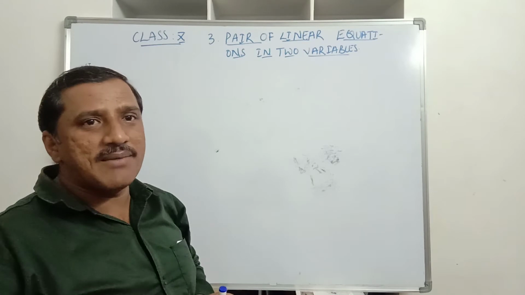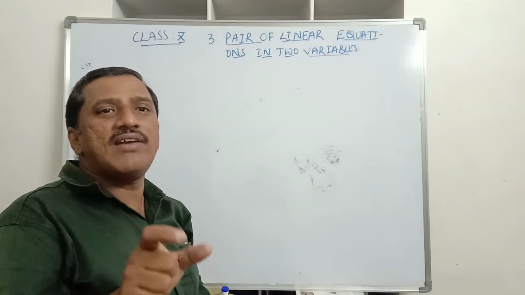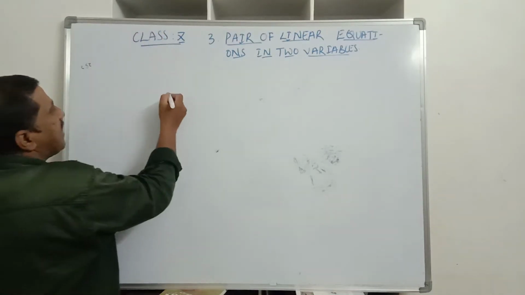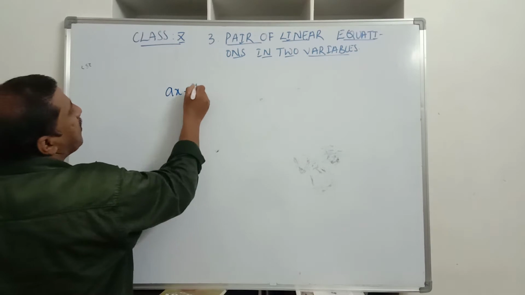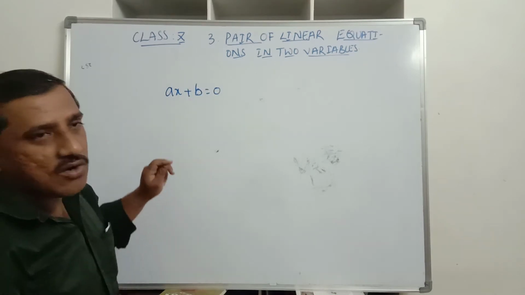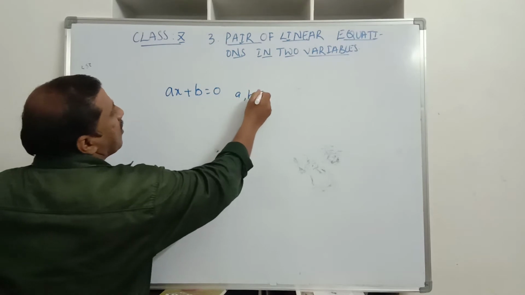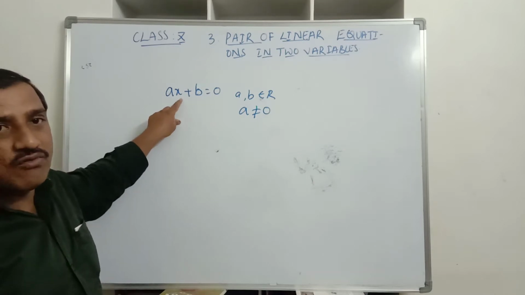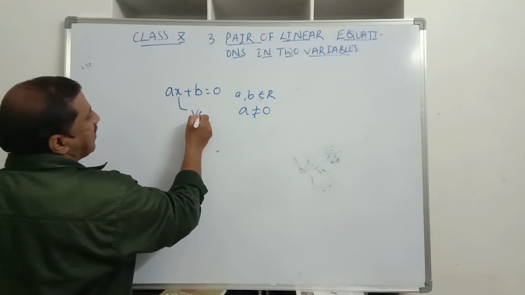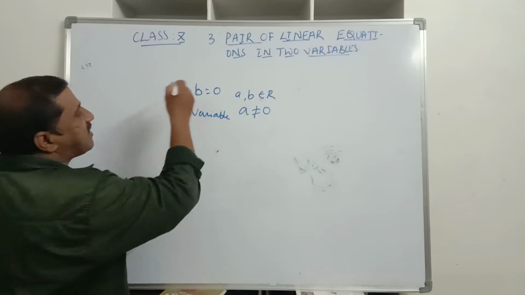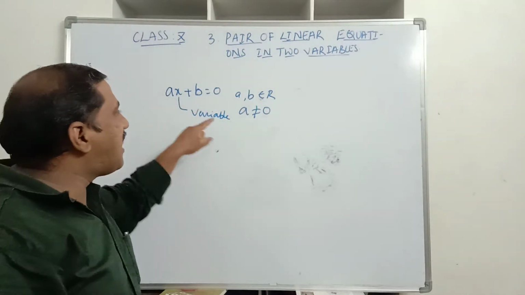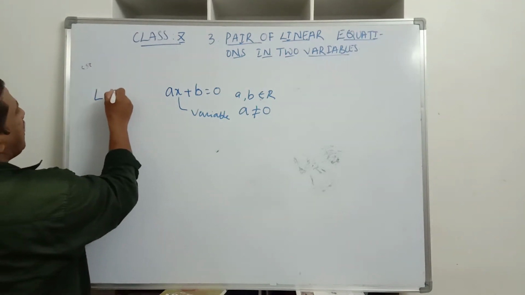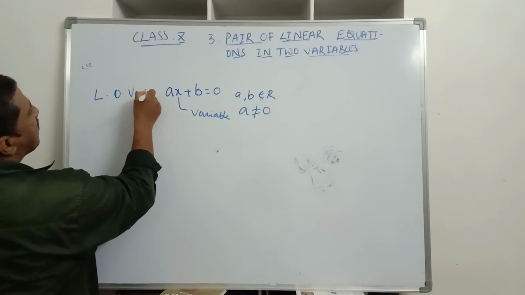First, a linear equation in one variable. Linear equation means the degree is 1. What is a linear equation in one variable? It is Ax plus B equals 0, where A, B belong to real numbers and A is not equal to 0. This is a linear equation in one variable. Here the variable is X. A and B are real numbers and A is not equal to 0.